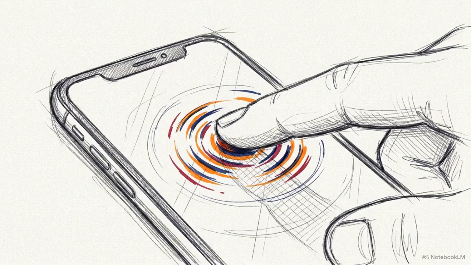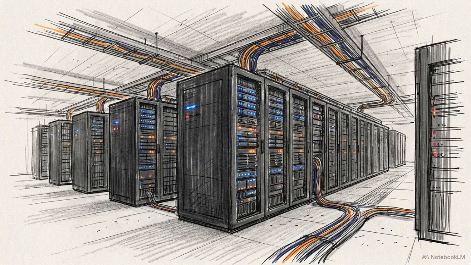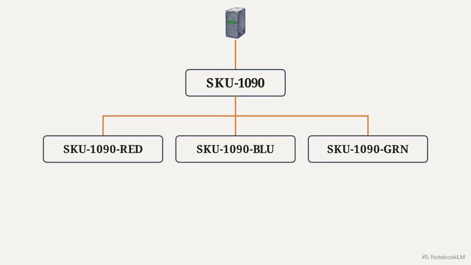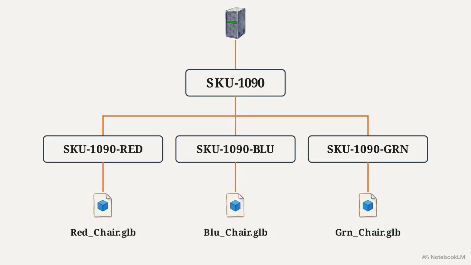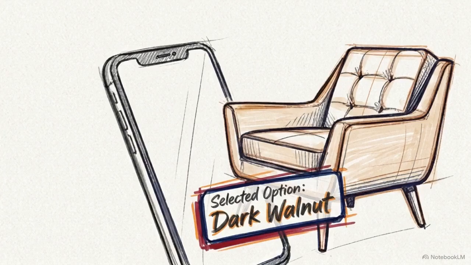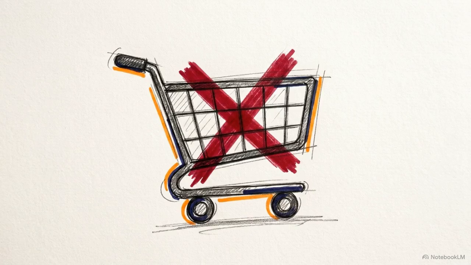While the front-end viewer is the visible interface, a successful spatial commerce strategy relies entirely on a rigid back-end data architecture. This database schema maps standard alphanumeric SKUs to their corresponding 3D files. A single parent SKU branches into multiple child nodes for color variations, each linking strictly to a distinct GLB or USDZ file. If these product variables and 3D assets become misaligned in the database, a customer might select a walnut finish but see an oak model rendered in their room. That inaccuracy instantly breaks trust and kills the sale.